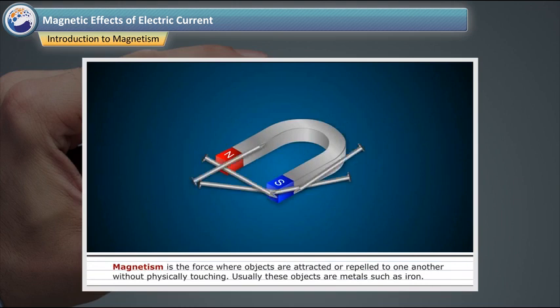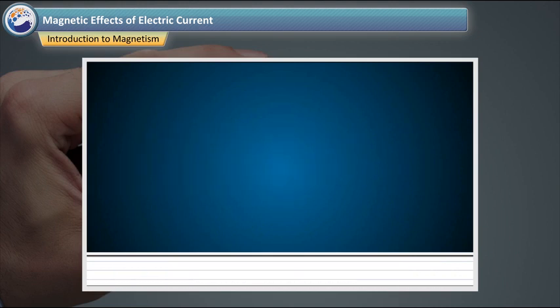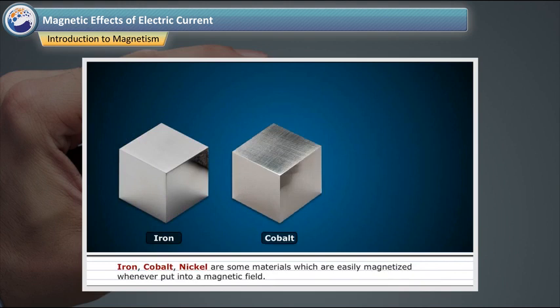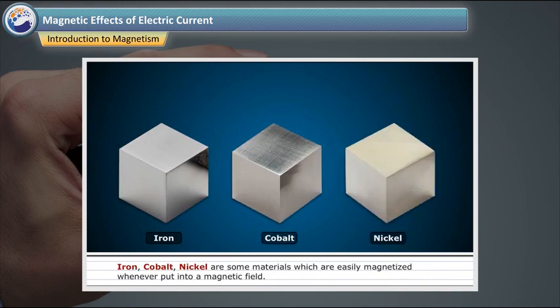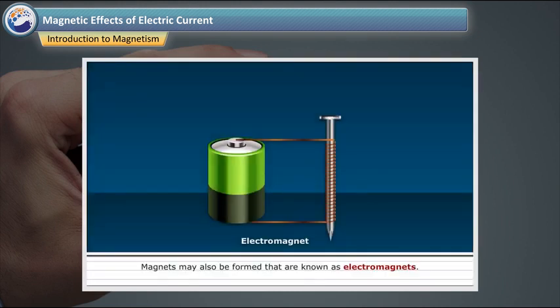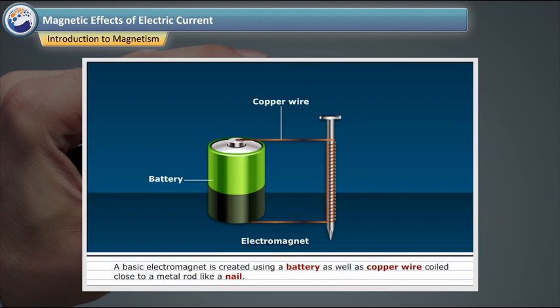Magnetism is the force where objects are attracted or repelled to one another without physically touching. Usually these objects are metals such as iron. Iron, cobalt, and nickel are some materials which are easily magnetized whenever put into a magnetic field. Magnets may also be formed that are known as electromagnets. A basic electromagnet is created using a battery as well as copper wire coiled close to a metal rod like a nail.